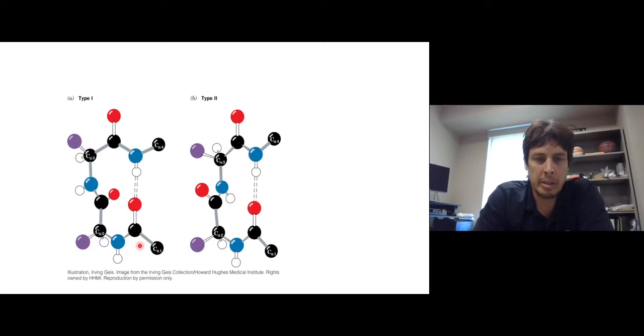This is one type of turn, which requires four amino acids to be connected. These are the alpha carbons that are listed. This is a type 1 and a type 2, and there's a difference in orientation of the peptide bonds and also the distances. But the important thing is to understand how this motif is stabilized.